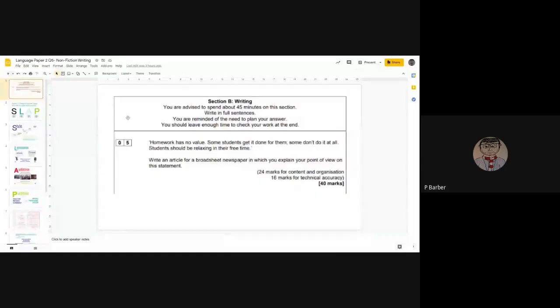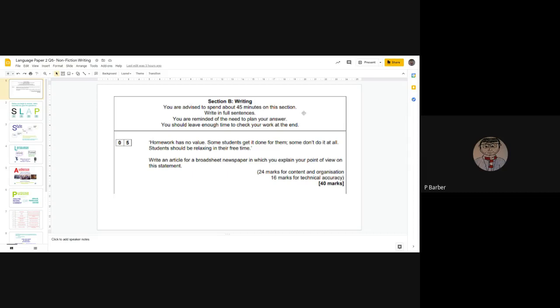Okay, so a typical Section B or Question 5 will have this information at the start, which is very, very important to understand and be able to appreciate what the exam board is asking us. It says you are advised to spend about 45 minutes on this section. I would argue that you need that as a minimum to be able to do this section well and give it justice.